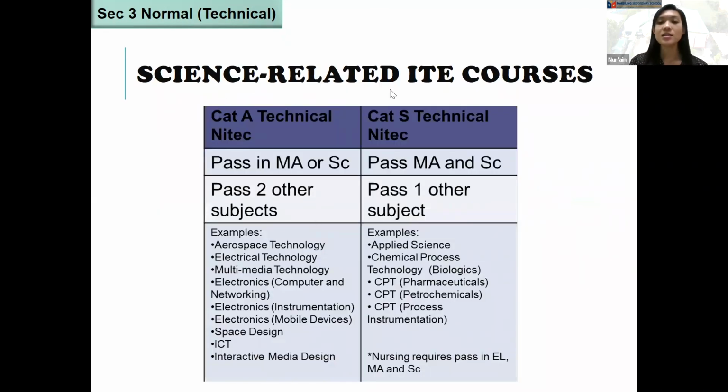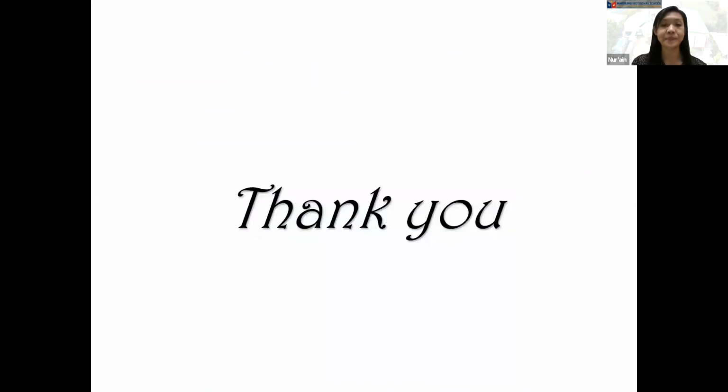Here are the science-related ITE courses. So if your child aspires or would like to take up a science-related ITE course, we would strongly encourage your child to choose NT science. Reason being, for such courses, there is a prerequisite, and science is always indicated as a prerequisite for them to be able to qualify for such courses in ITE.